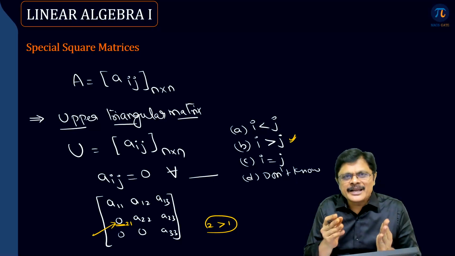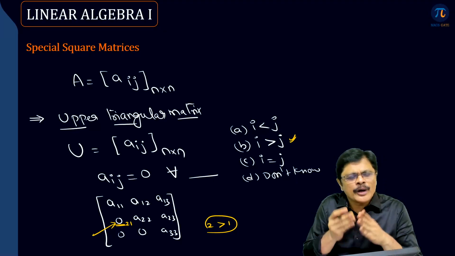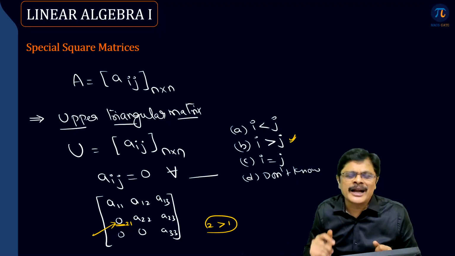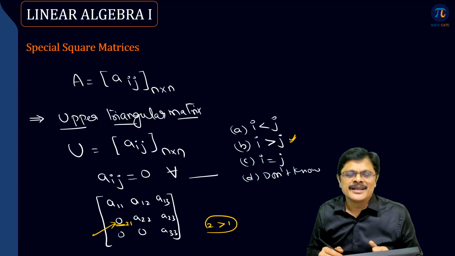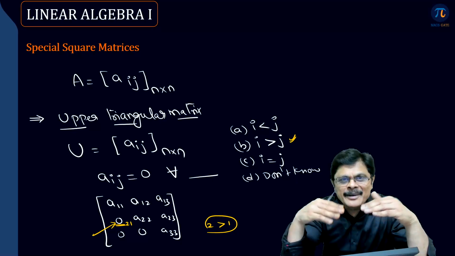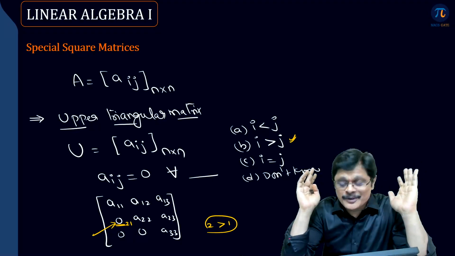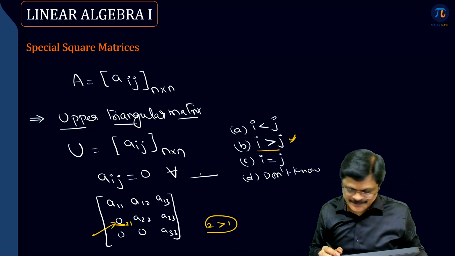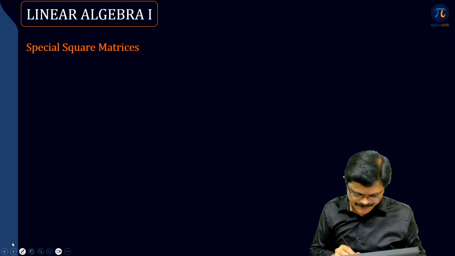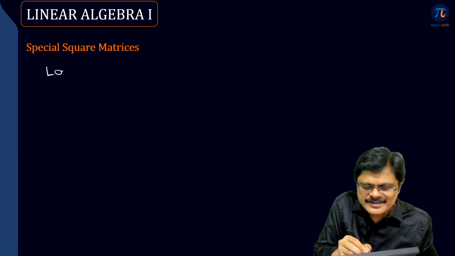If you simply write a simple 2 by 2 upper triangular matrix also, you can understand what is the condition for this matrix. So, this is an upper triangular matrix. That is, all the elements below the main diagonal are 0. The condition is Aij is 0 for all i greater than j. The next one, lower triangular matrix.